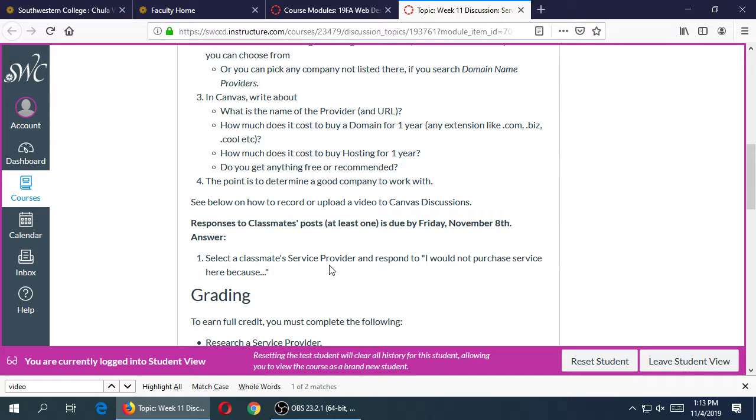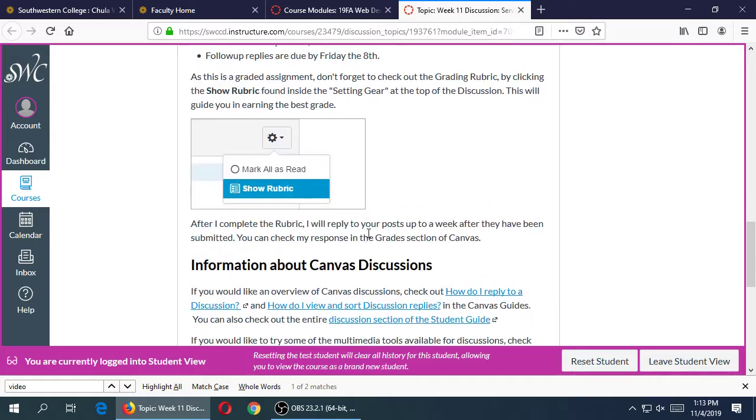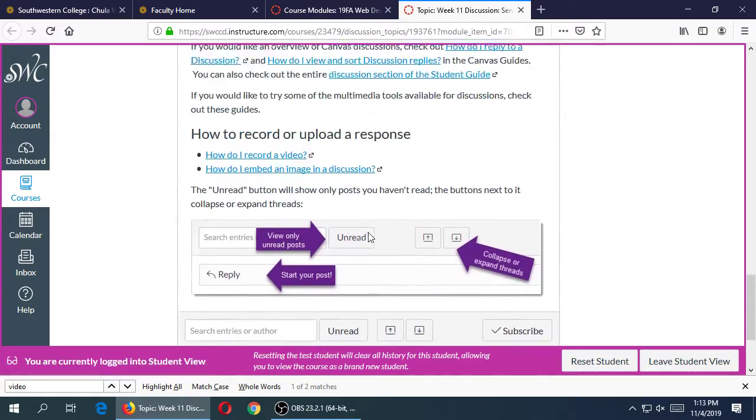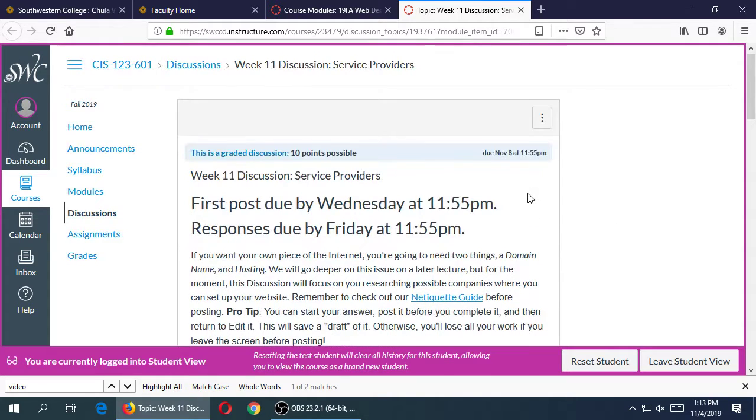You're going to research a company, tell us a little bit about it in the discussion here, and then reply to at least one person about why you would not pick that company. And the usual 10 points and such, the rubric is listed up there, and it's just going to be reply in discussion. Any questions on that? That's the first assignment, the one that's due by Friday.